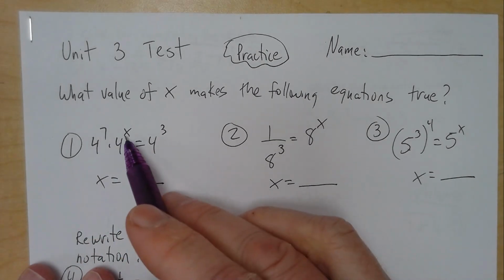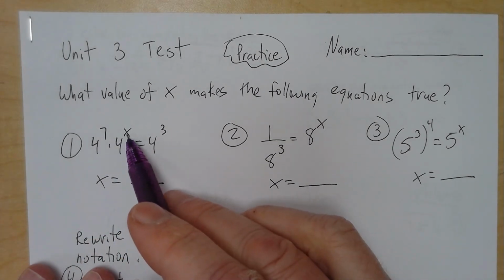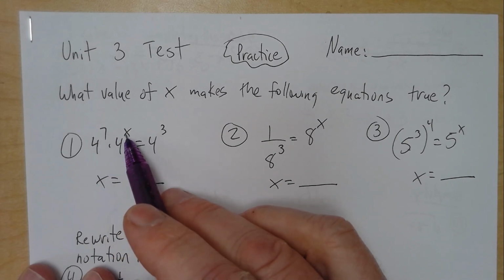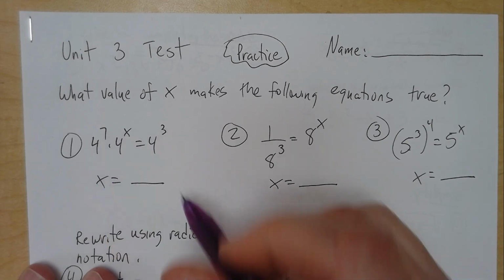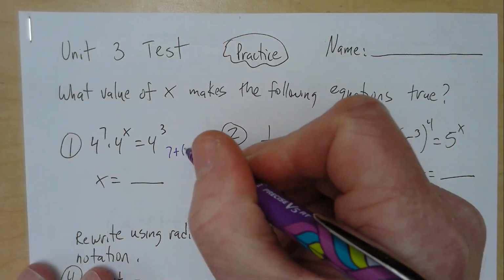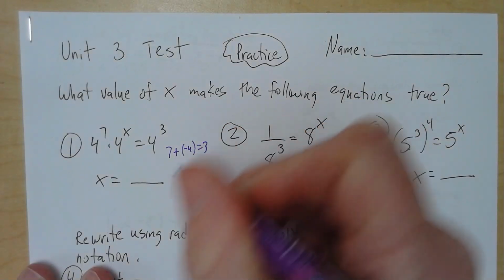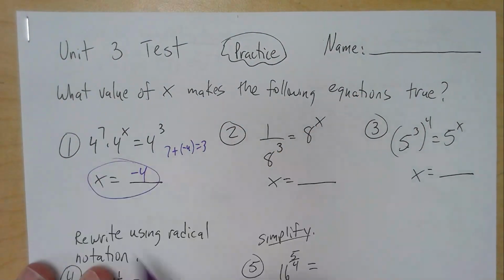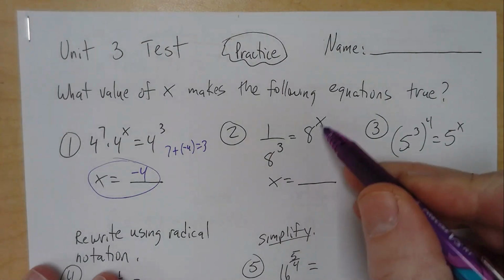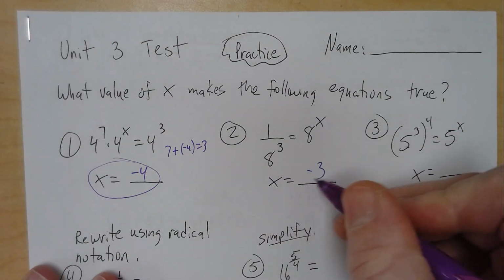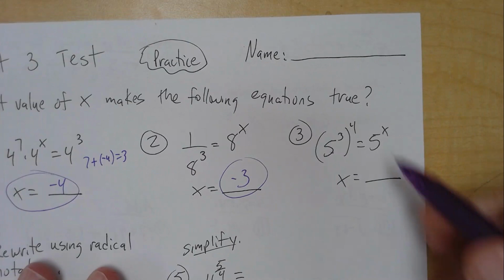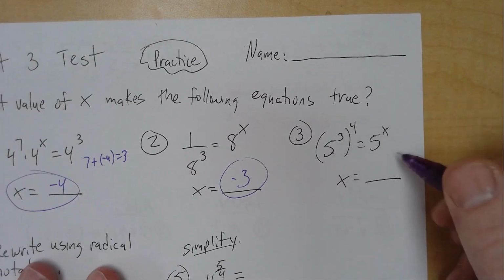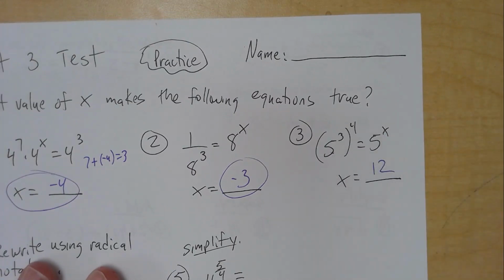So we need to have a negative number here, because 7 with a negative 4 would make 3. So you're adding 7 plus negative 4, which equals 3. So the answer is negative 4. Cross the line, change the sign: negative 3. Power to a power, you multiply the exponents, so the answer would be 12.